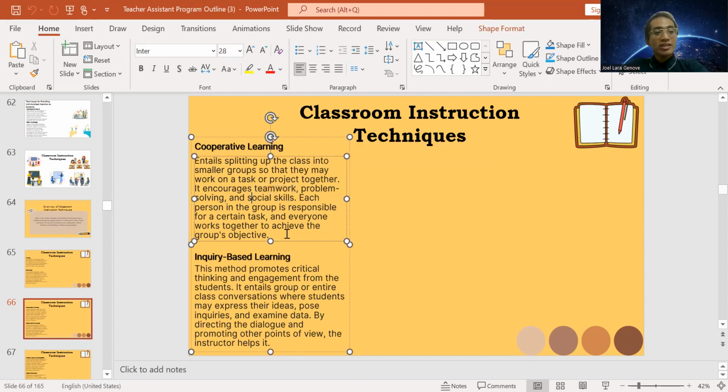What skills do you think are being honed here? Because you get the students to interact with each other. Some of them had already read the topic beforehand, so they already have an idea about it. And then we also say there, social skills, because they are interacting with their classmates. So that's another technique, cooperative learning.